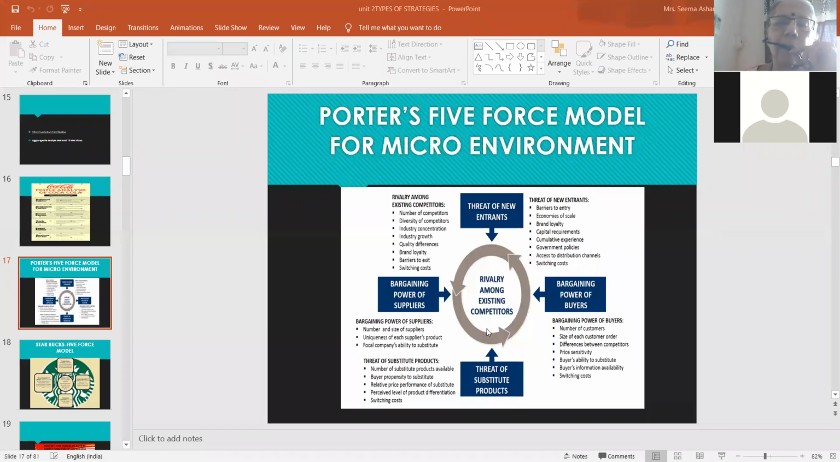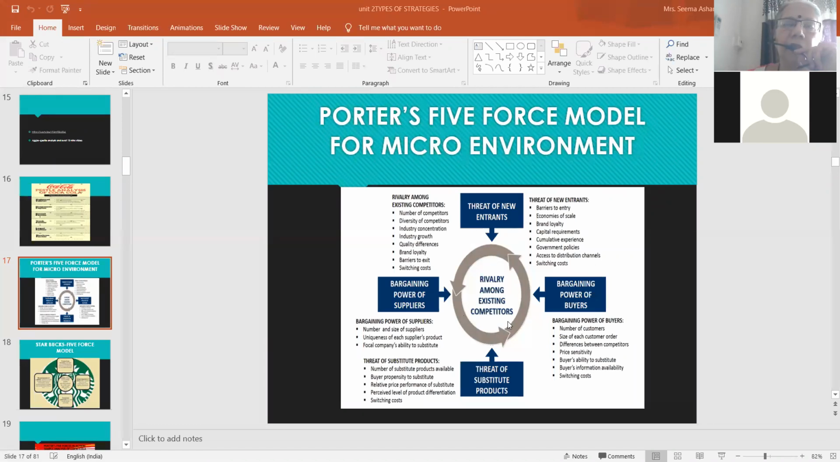Which are these five components? It is very easy to remember these five components. When you look at this diagram, this picture, start from here, that is the left side. This is bargaining power of supplier, bargaining power of buyer. Very simple to remember. Okay, bargaining power of supplier, bargaining power of buyer. Then you cover to threat of new entrants and threat of substitute product. The fifth one is rivalry among existing competitors.